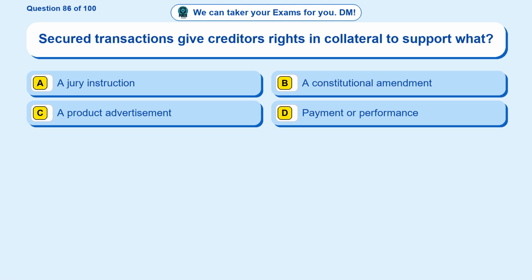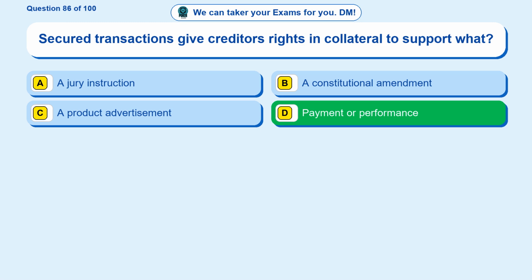Question 86. Secured transactions give creditors rights in collateral to support what? Option A, a jury instruction. Option B, a constitutional amendment. Option C, a product advertisement. Option D, payment or performance. The correct answer is option D, payment or performance.